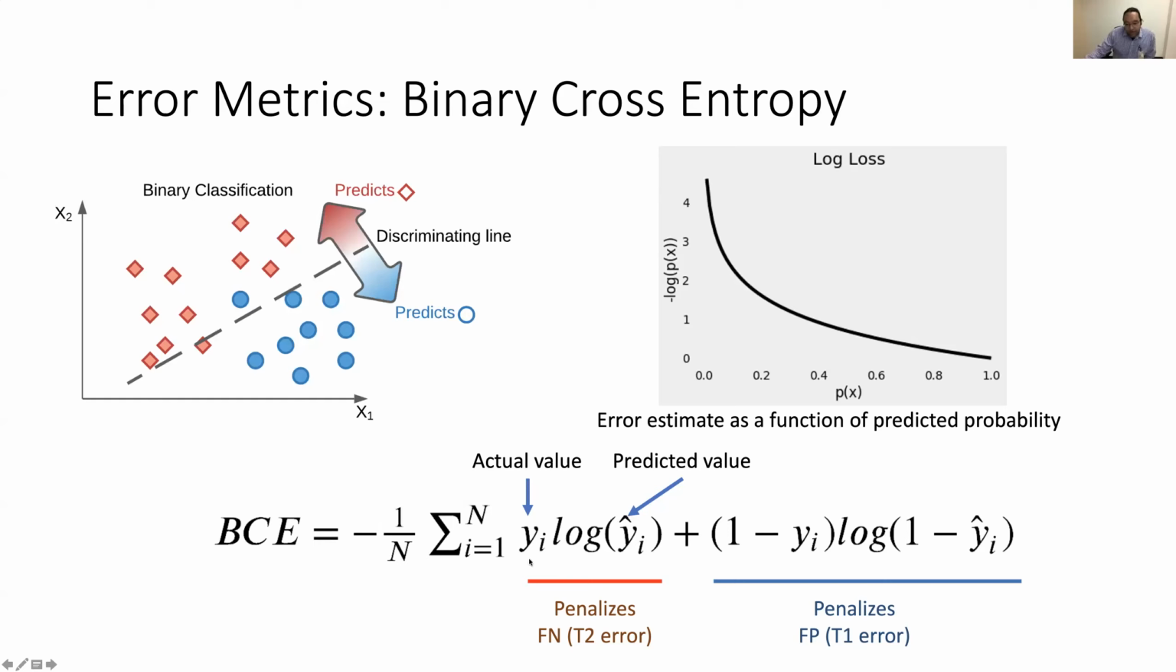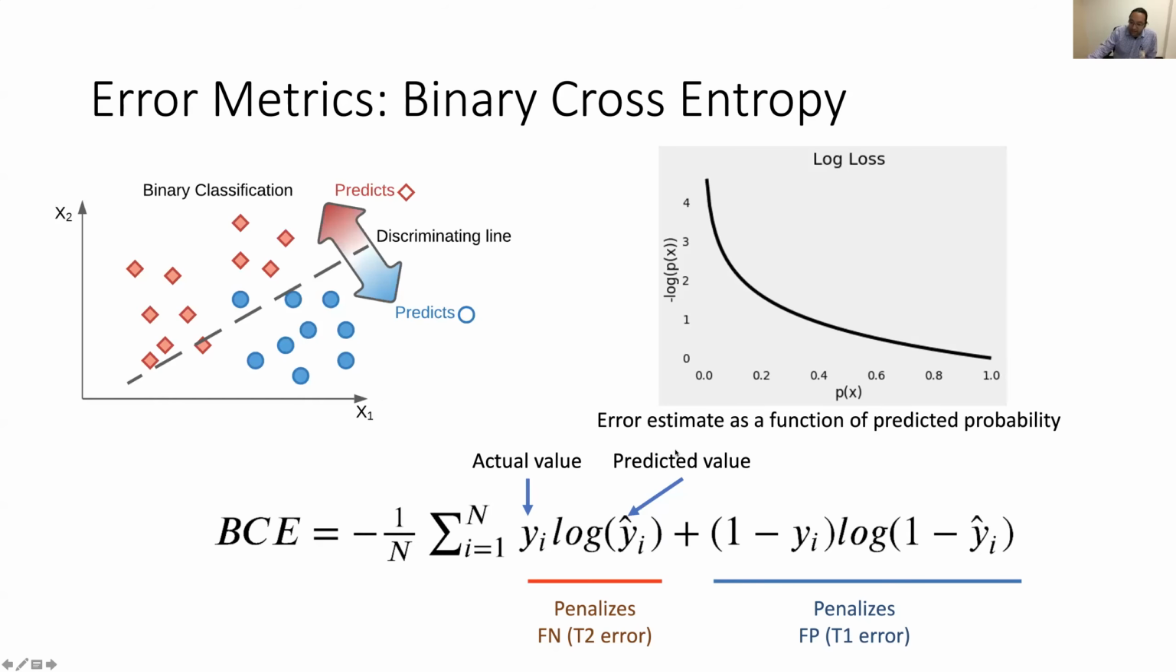Okay, so let's take a look at how this is set up. Y here is the actual value of the ith sample, right? So you have n points here, and Y is the actual value of that ith dot.